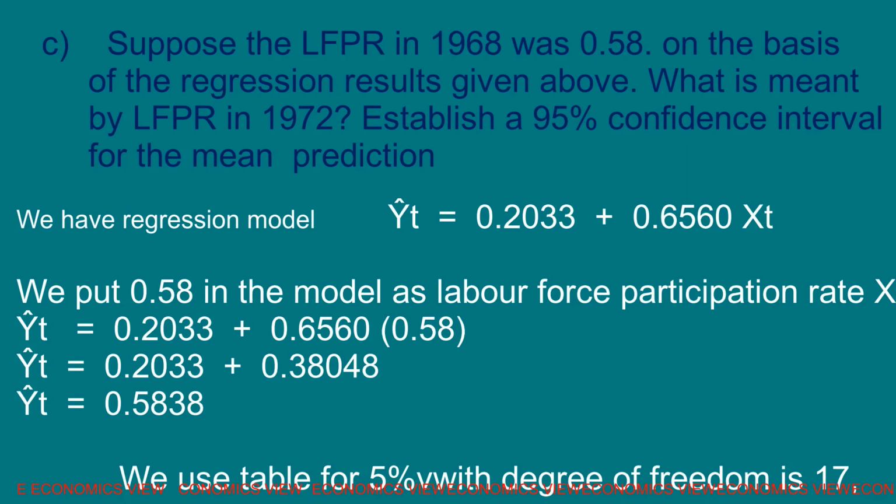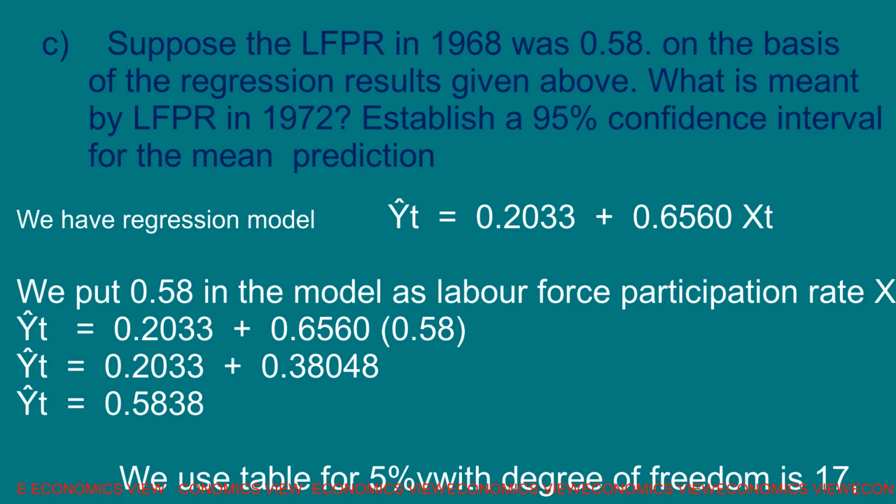Now in the C part of this question, where 0.58 or 58% is given for the year 1968 for the women, we have to express that we have a regression output y cap, that is equal to 0.2033 plus 0.6560 into xi. So we have to put the value of xi, that is 0.58. So we get the result that is 0.5838.